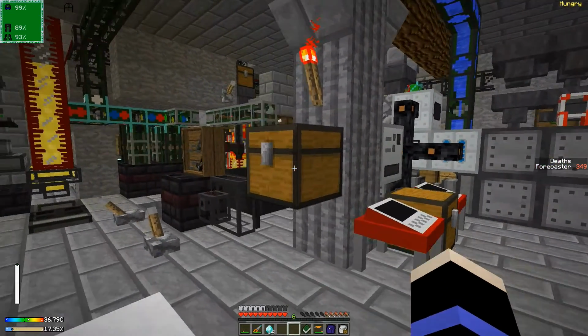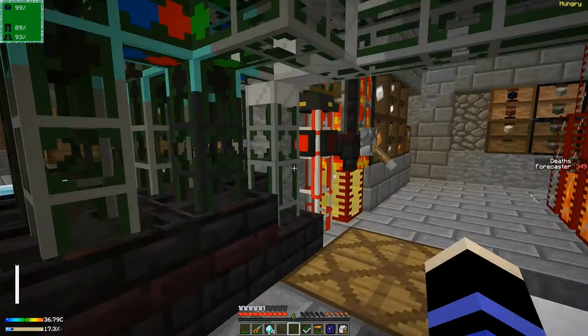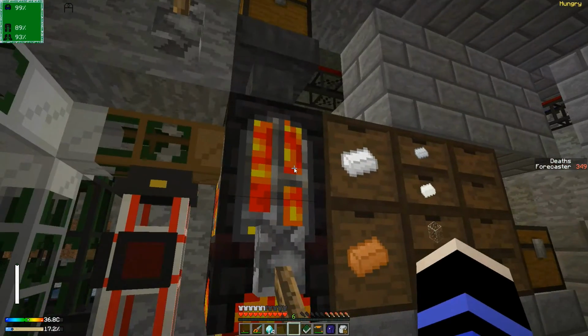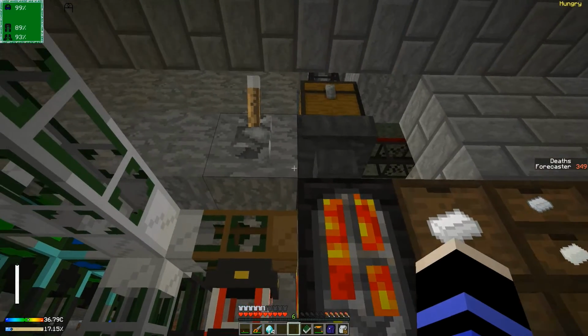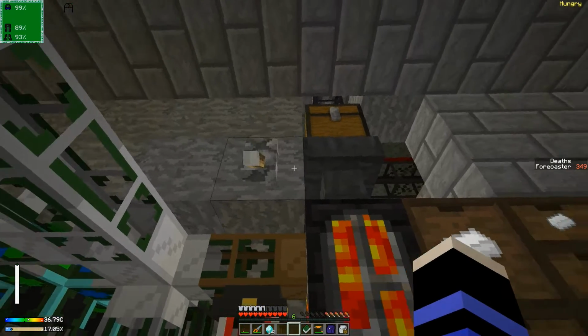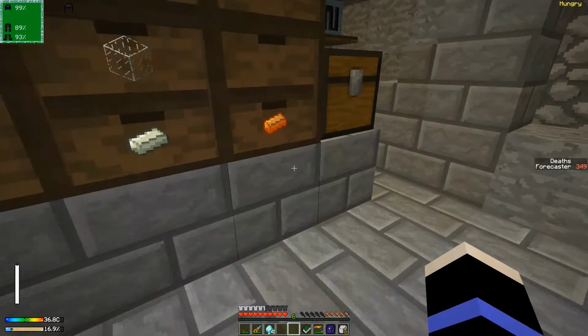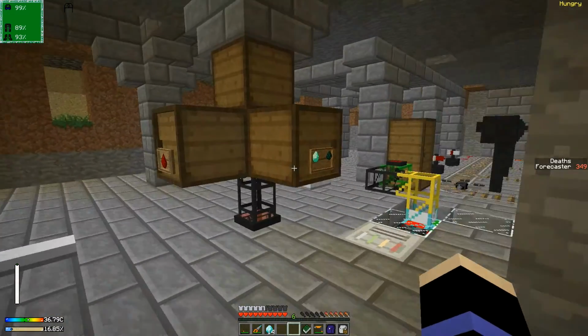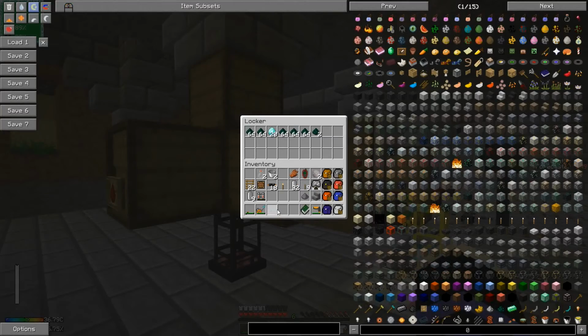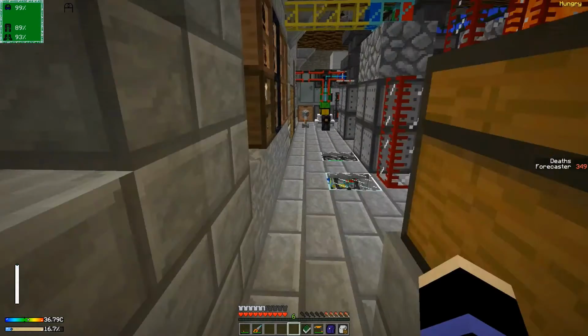So definitely time for the boiler. We're going to disable this for now. We can put the diamonds away.